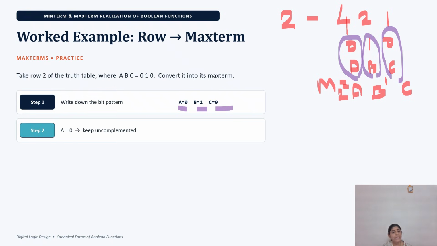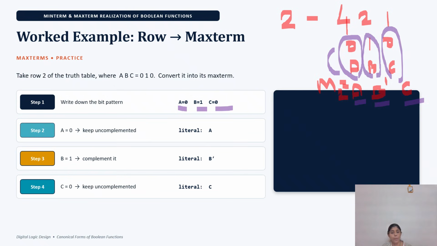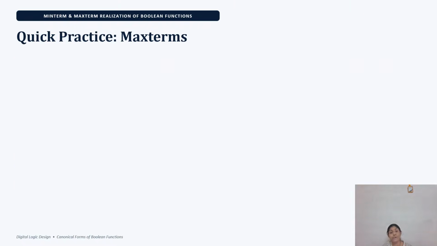Step 1 done. What is your step 2? You have to consider whether it is complemented or uncomplemented. A is equal to 0. What will be your result? A, because it is uncomplemented, literally 0. Step number 3, B is equal to 1. What is B equal to 1? B dash, because it is a complement. Step 4, C is equal to 0. Keep it as uncomplemented, literal C. So what will be your resultant? Result is equal to M2, A plus B dash plus C. What you have to write here? It should be in terms of plus.